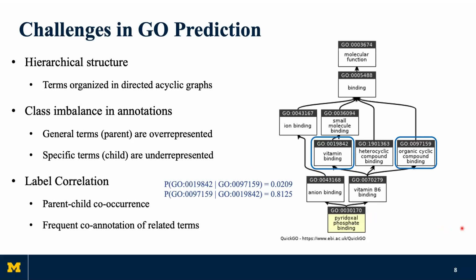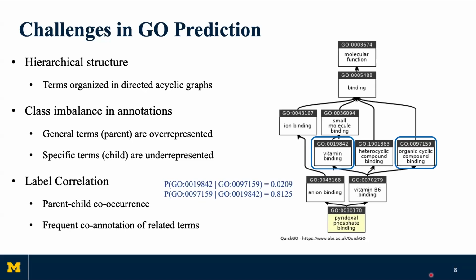Moreover, there are various types of label correlation within the GO annotation. First, the parent-child hierarchy represents a guaranteed co-occurrence correlation, but there are also some other complex relationships. Some related terms are frequently annotated together. For example, here, vitamin binding and organic cyclic compound binding often co-occur in annotation. And here shows the conditional probability of one term given another.